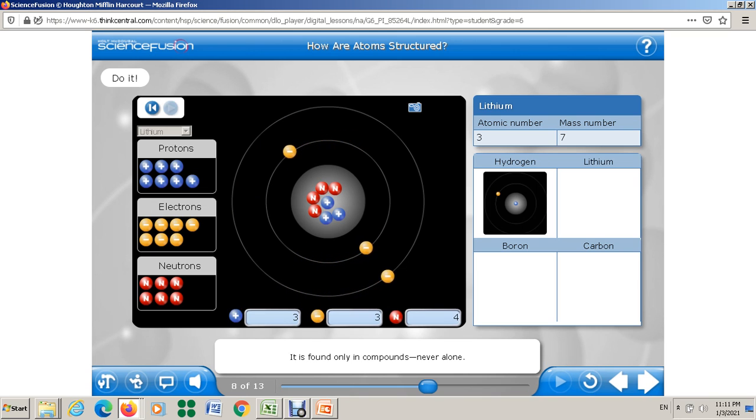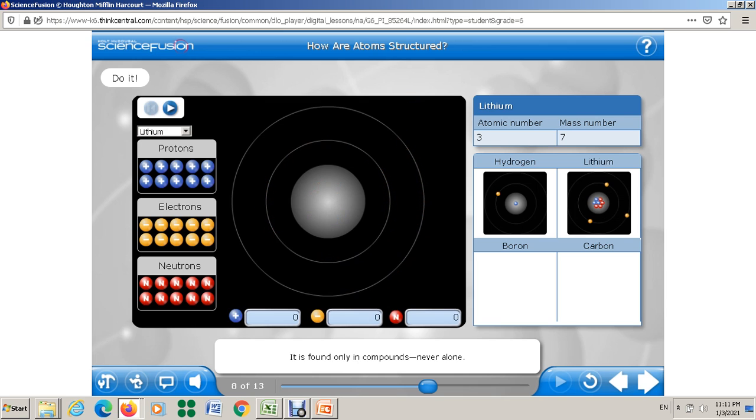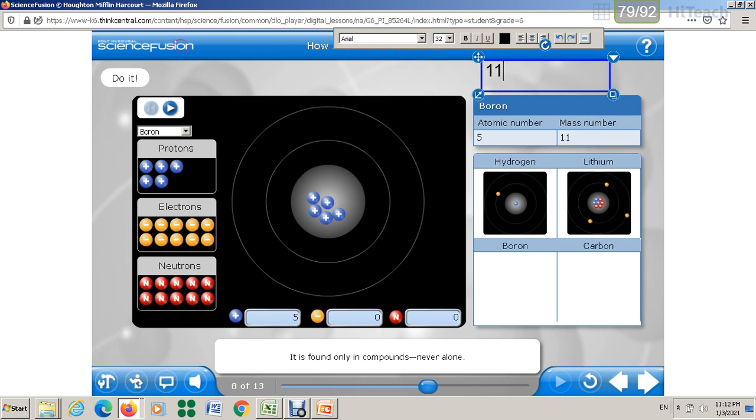Okay, I'll take a capture of this. Let's continue. I'll choose another atom. I'm going to use boron. It's another element. Look at the atomic number, 5. I have to put what? 5 protons. 1, 2, 3, 4, 5. The mass number is 11, which means 11 minus 5, which is equal to how much?